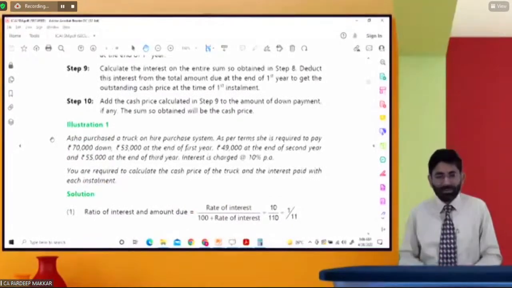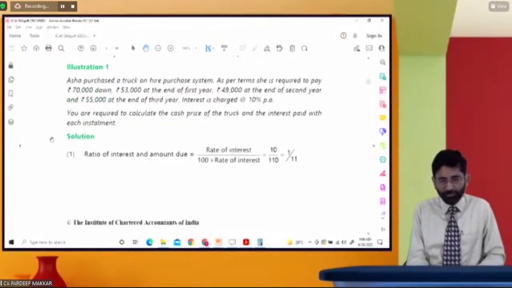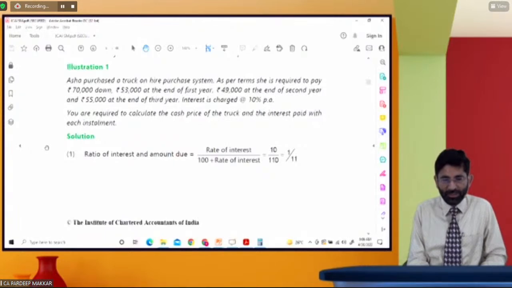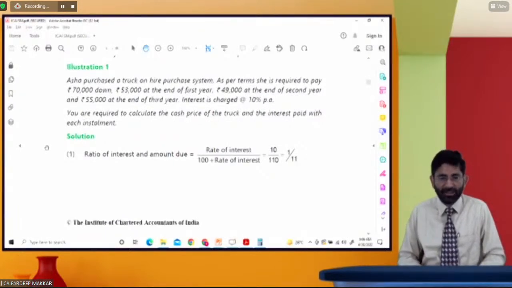Ashok purchased a truck on hire purchase system. As per the terms, she is required to pay 70,000 down payment, 53,000 at the end of the first year, 49,000 at the end of the second year, and 55,000 at the end of the third year. Interest is chargeable at the rate of 10%. Asha purchased a truck. Okay, she is required to pay 70,000 down.